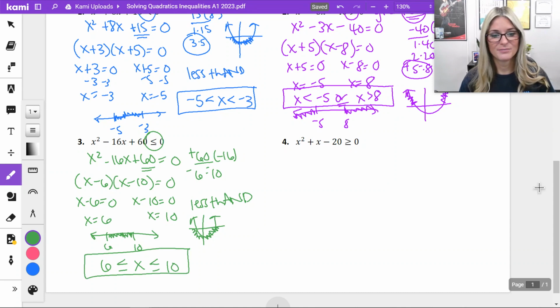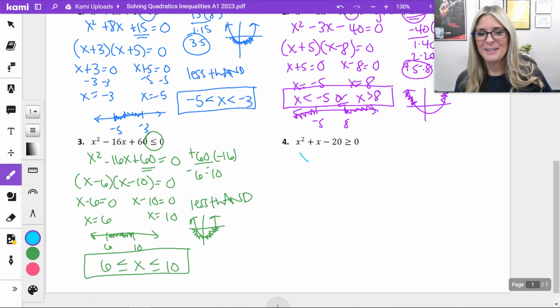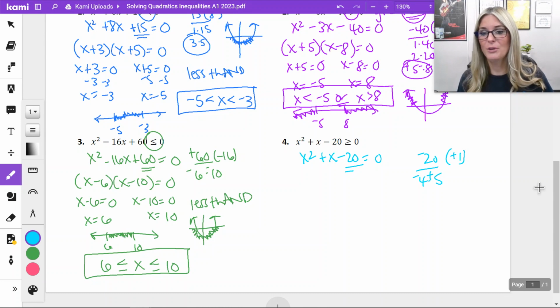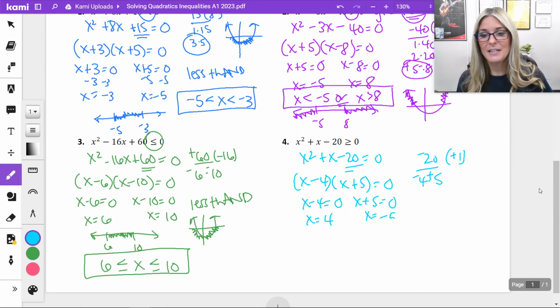Final answer. And last one, I'm going to go ahead and set x squared plus x minus 20 equal to 0. Looking for the factors of a negative 20 that would add up to a positive 1, 4 and 5. I think so. Let's do positive 5 with a negative 4, so it adds up to that positive 1. X minus 4 times x plus 5. Set each of those equal to 0 and solve. I'm getting an x equals positive 4 and x equals negative 5.